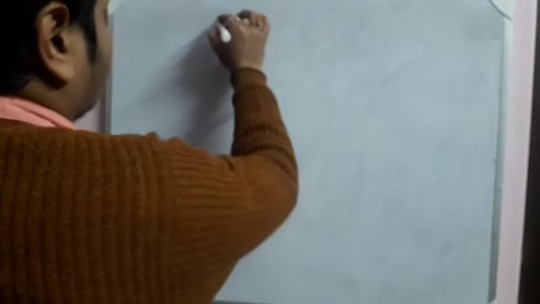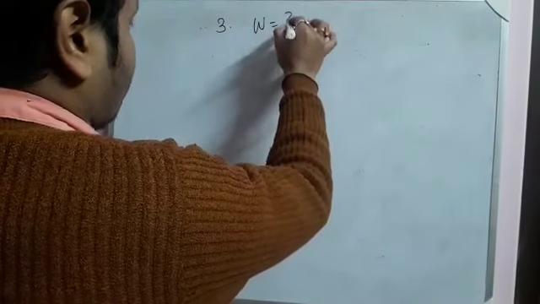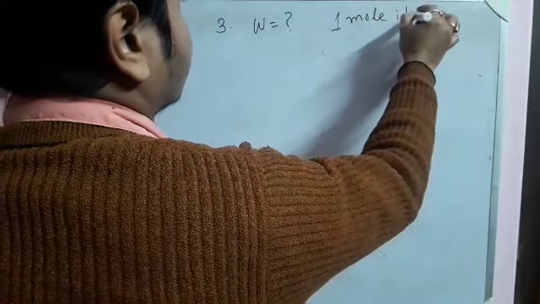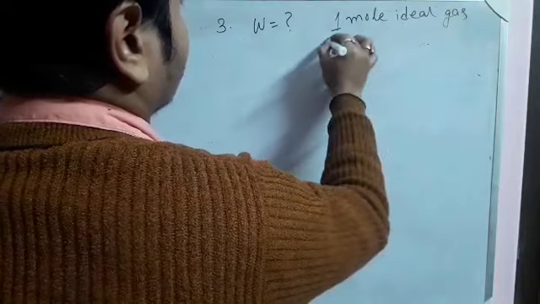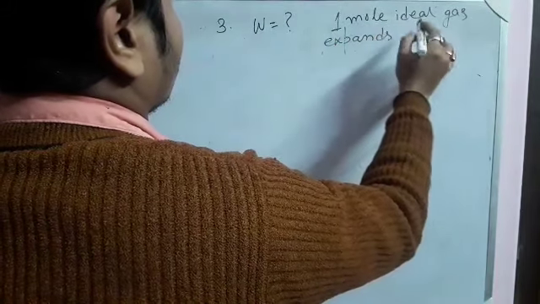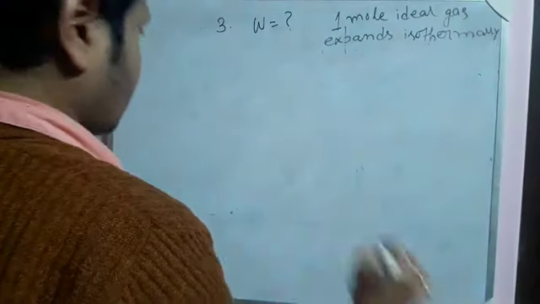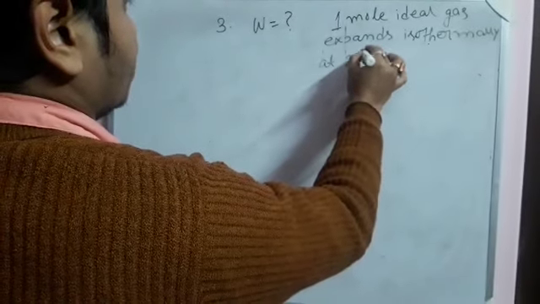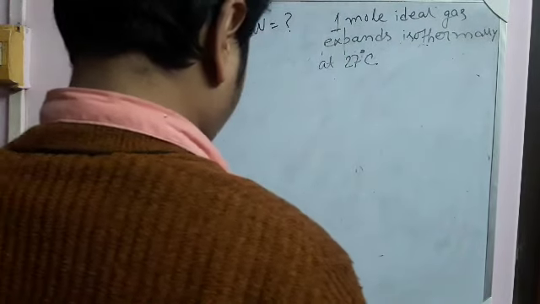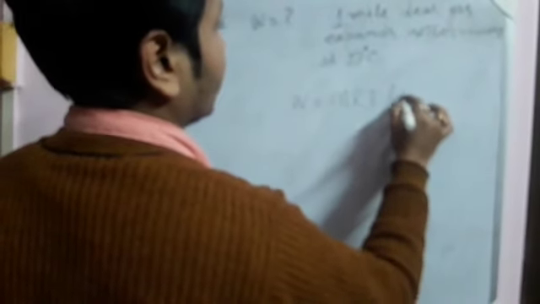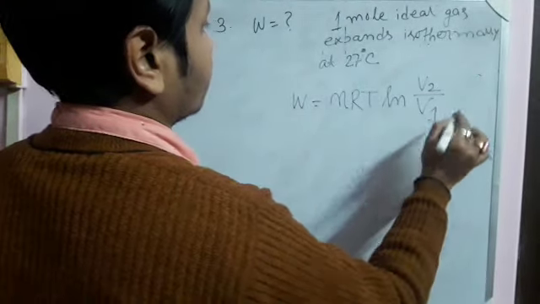Calculate the work done when 1 mole of ideal gas expands isothermally at 27 degrees Celsius. We all know the formula. This is easy. For isothermal expansion, what would be the formula? nRT ln V2 upon V1.